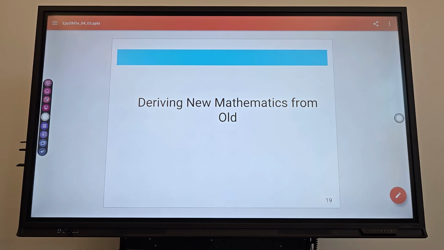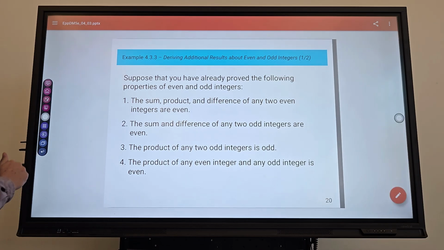Deriving new mathematics from old. Moving forward. Suppose that you have already proved the following properties of even and odd integers. The sum, product, and difference of any two even integers are even. The sum and difference of any two odd integers are even. The product of any two odd integers is odd.